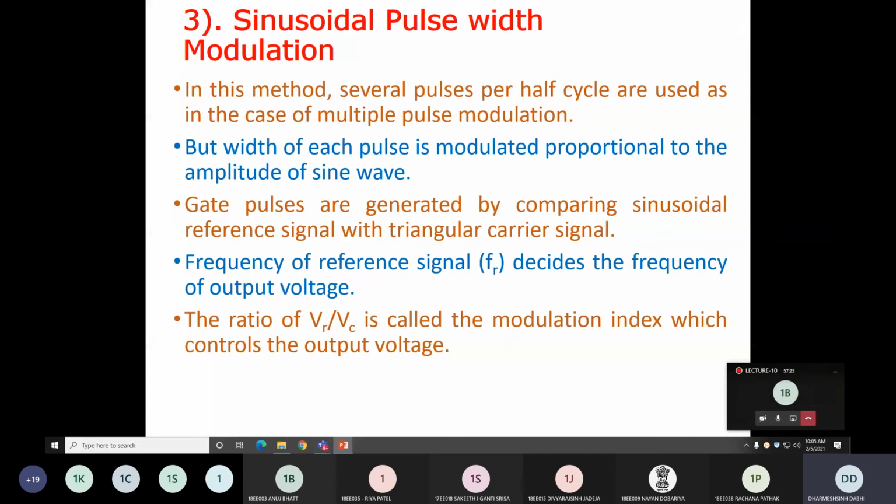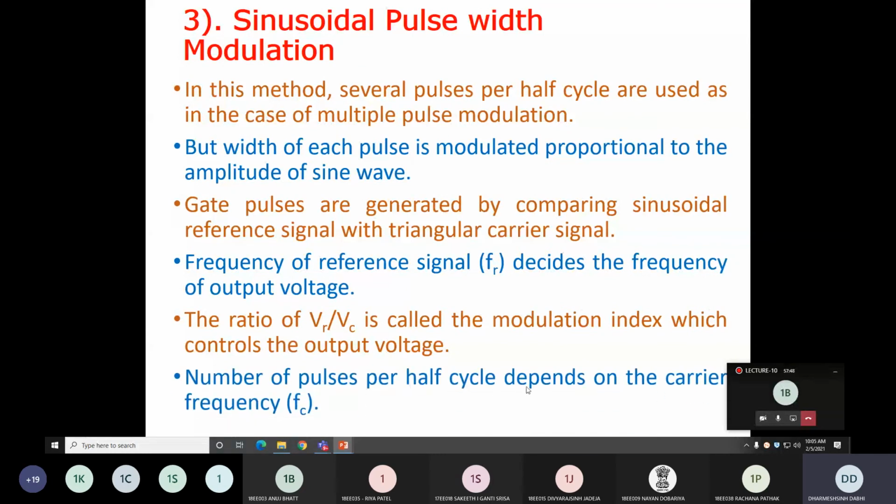See, that is common for all the PWM techniques. First, VR by VC, the modulation index, controls the magnitude of the output voltage. Second, the frequency of the reference signal decides the frequency of your output voltage. And third, the number of pulses per half cycle depends upon the frequency of your carrier signal, which is your triangular wave. So these three things are common in all the PWM techniques: single pulse, multiple pulse, or sinusoidal pulse modulation.